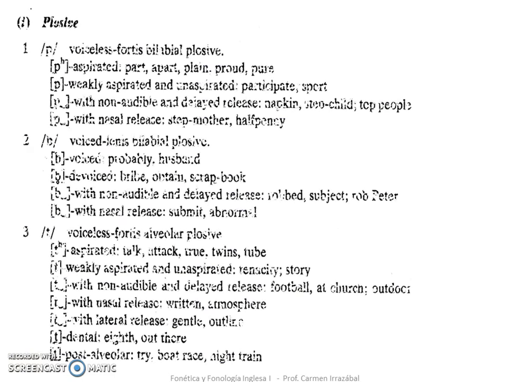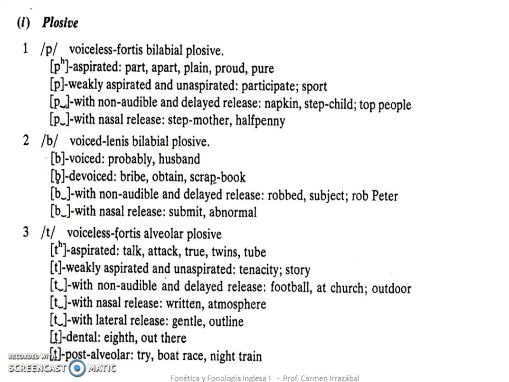In this slide, we can see articulatory adjustments plosives may undergo depending on the phonetic environment in which they are used. For example, we can find an aspirated allophone in "part", "plain", "proud", "pure", and an unaspirated one in "sport", for instance.